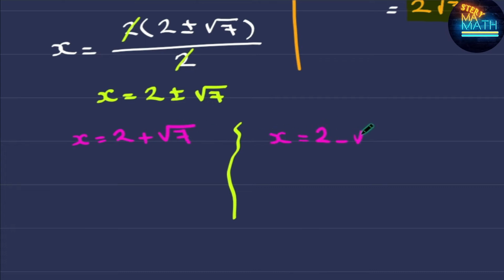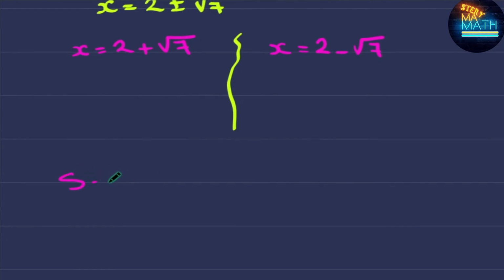All right. So what is the solution set now? The solution set is equal to 2 plus the square root of 7, or x is equal to the other element, 2 minus the square root of 7, or you can get it by the calculator and get it in decimal. All right.